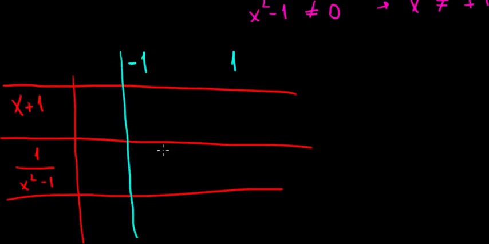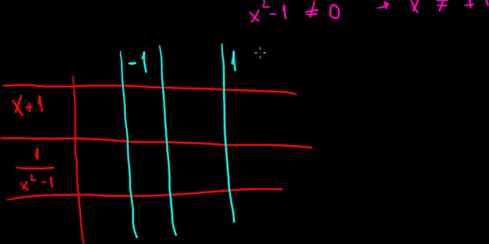But anything in between we can give values. So we will give values in between that range, between minus 1 and 1, and so on. So let's see what we get. If we take a value less than minus 1, let's take minus 2. Minus 2 plus 1 equals minus 1. That's a negative value, so we'll put a negative sign over here. Then x squared minus 1.